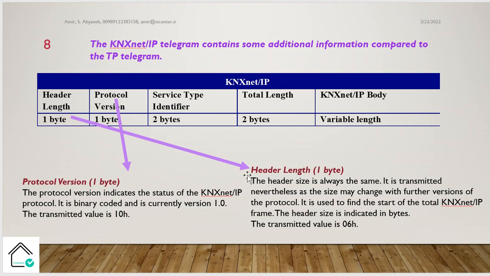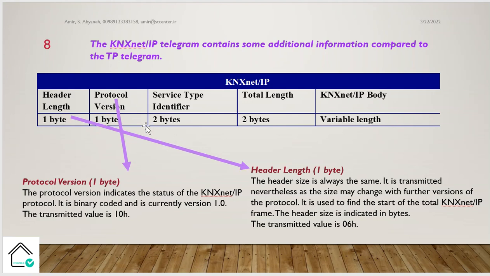The header length is 1 byte. The header size is always the same. It is transmitted nevertheless, as the size may change with further versions of the protocol. It is used to find the start of the total KNX Net IP frame. The header size is indicated in bytes.